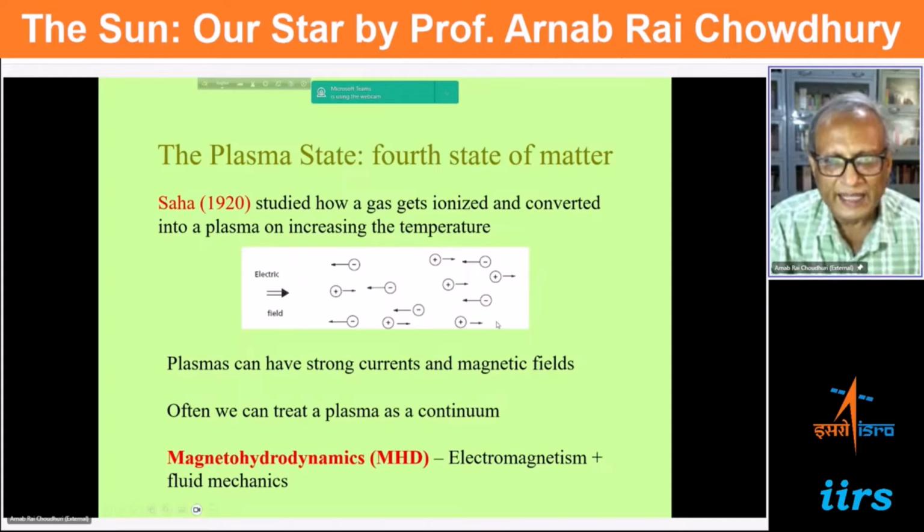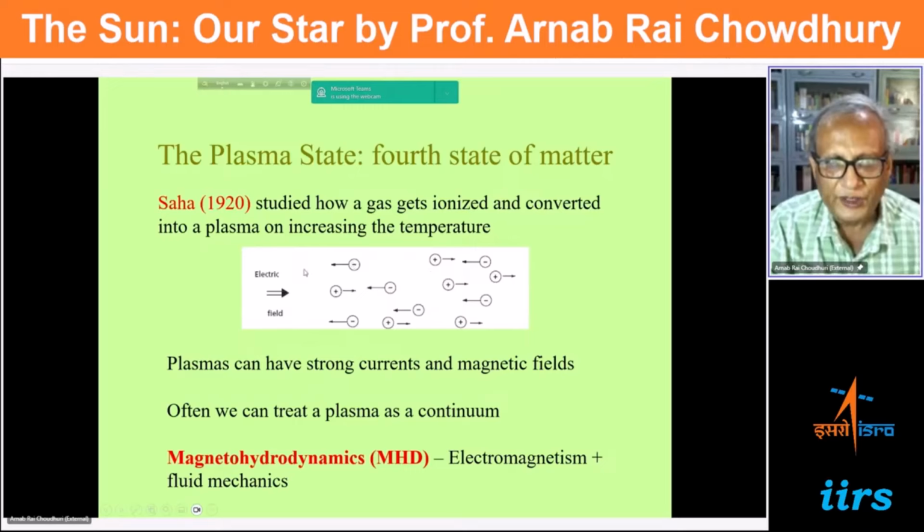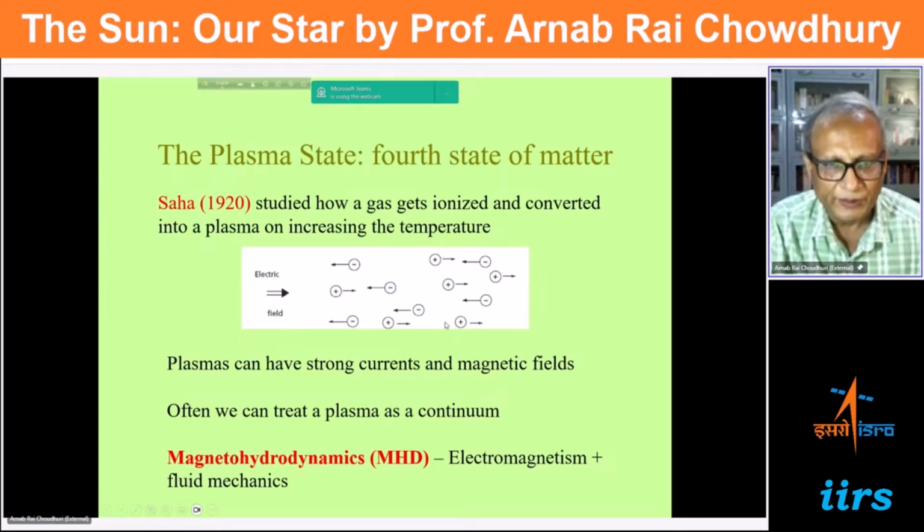A neutral gas like air is a bad conductor of electricity, but in a plasma, an electric field makes ions move in the direction of the electric field and electrons move in the opposite direction, giving rise to a large current. And you know that currents give rise to magnetic fields. So you can have complicated interactions between the plasma and the magnetic field.